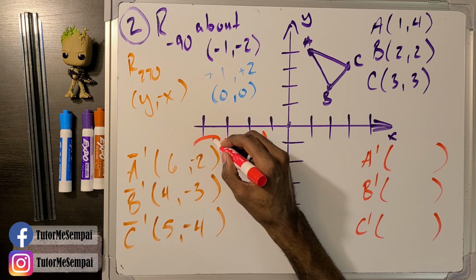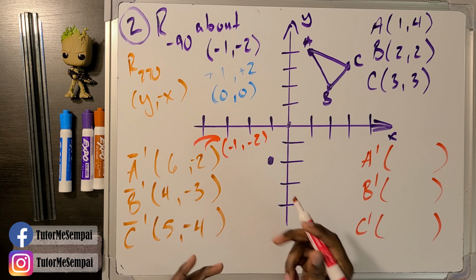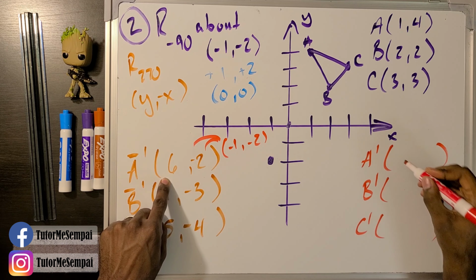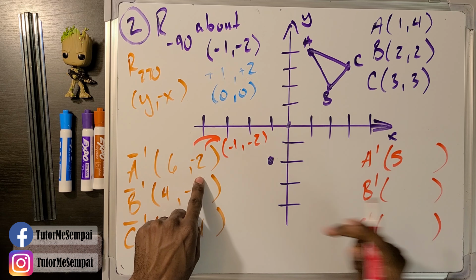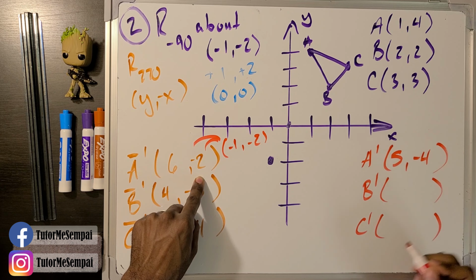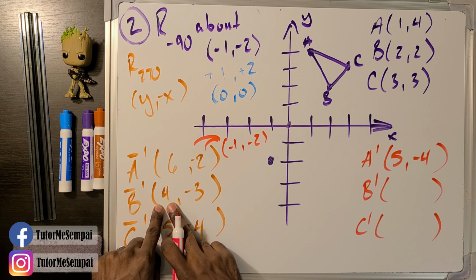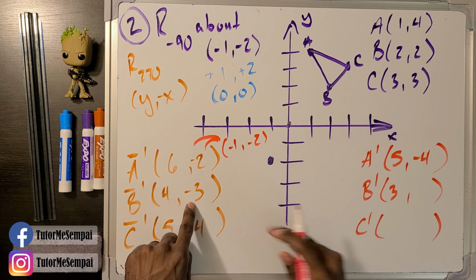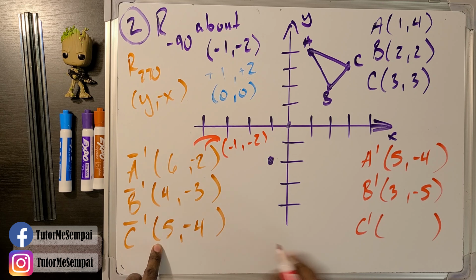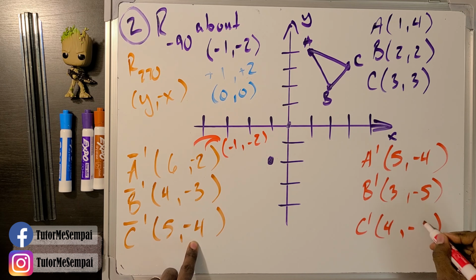So we're going to apply that to both of these and do the same thing for each one of these points. So when we subtract 1 from that 6, we get a 5. And we subtract 2 from this -2, we're going to get a -4. Likewise, subtract 1 from this 4, you're going to get a 3. Subtract 2, you're going to get a -5. In the same fashion, subtract 1, you're going to get a 4. And then subtract 2, you're going to get a -6.